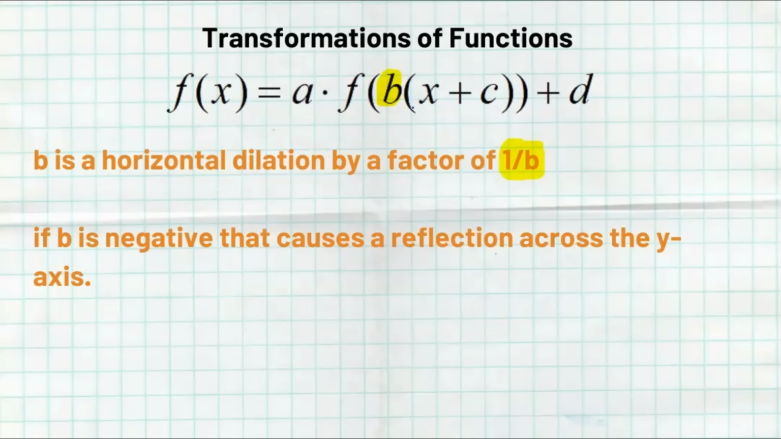So for example, if we have a 2 in there, we're actually going to have a horizontal shrink because that's going to multiply our x's by 1/2. Now, if b is negative, that doesn't affect the dilation. What that's going to do is cause a reflection across the y-axis.